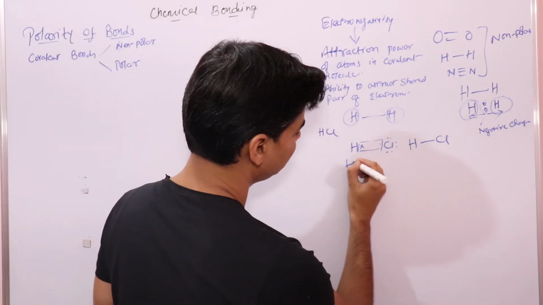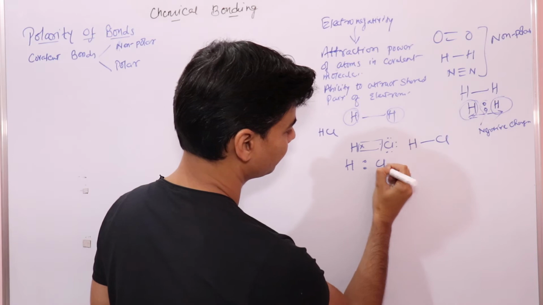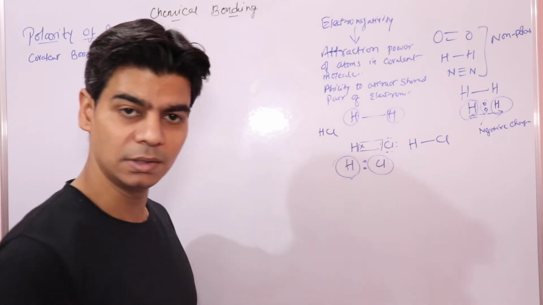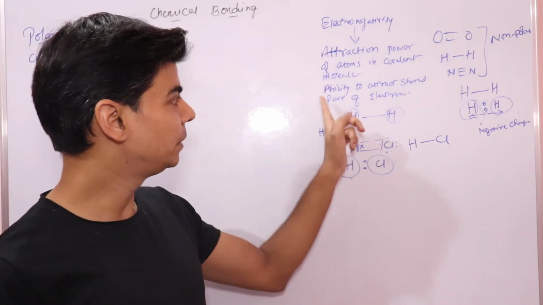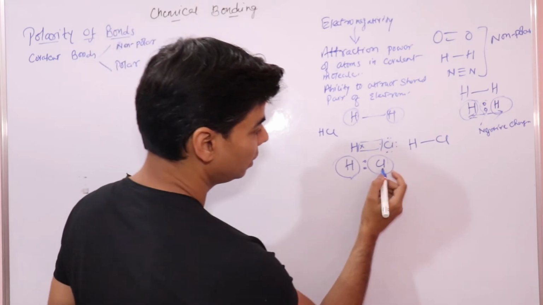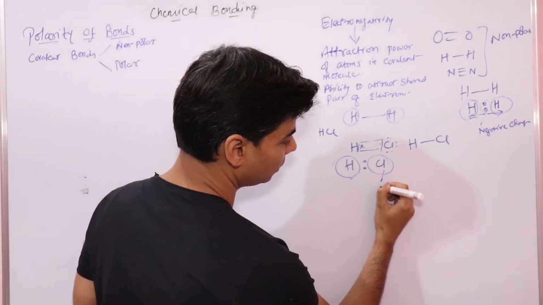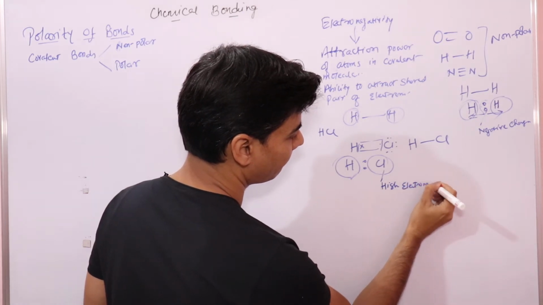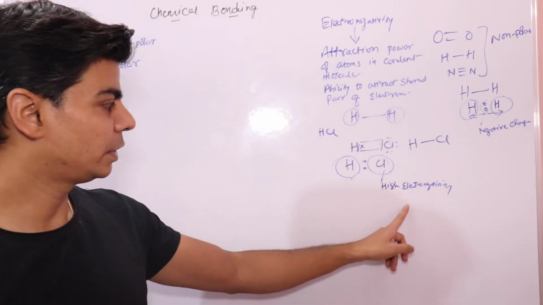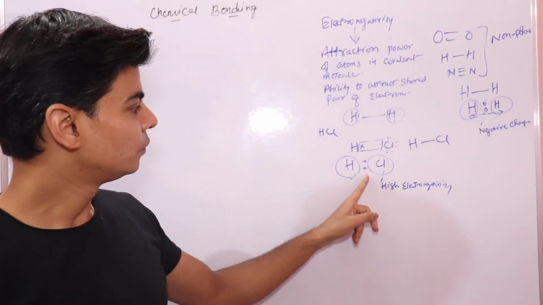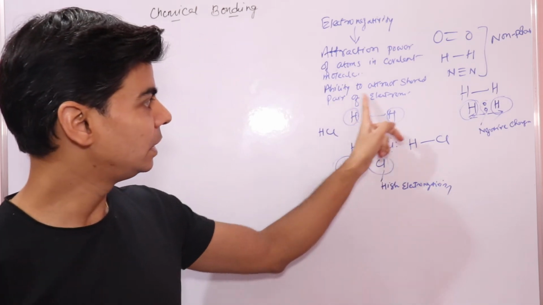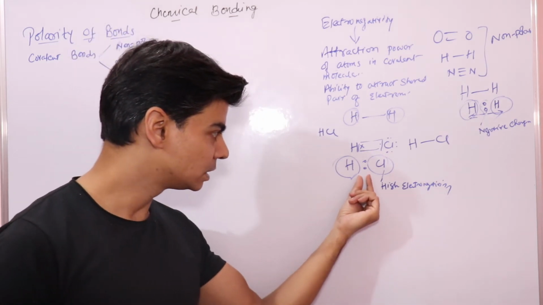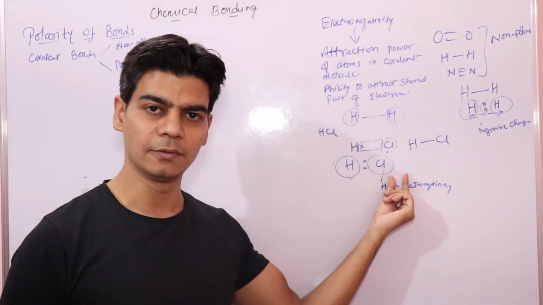Now we have a shared pair of electrons, right? Now if we look at the electronegativity of hydrogen and chlorine, the electronegativity, that is the ability to attract the shared pair of electrons, is more for chlorine, right? It has high electronegativity, right? Electronegativity of chlorine is high. So what does electronegativity represent? The ability to attract the shared pair of electrons. Now this chlorine atom will displace this shared pair towards itself, right?